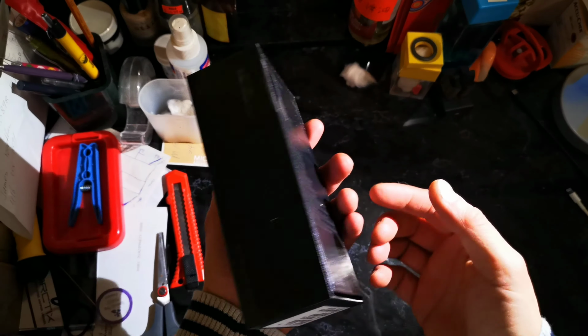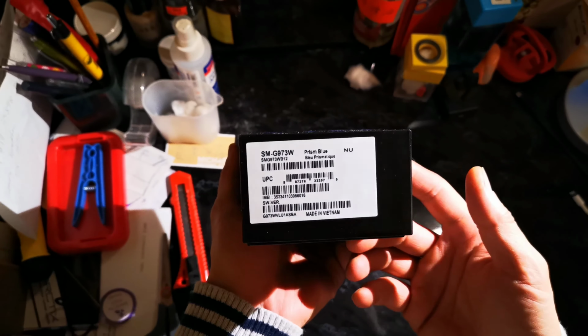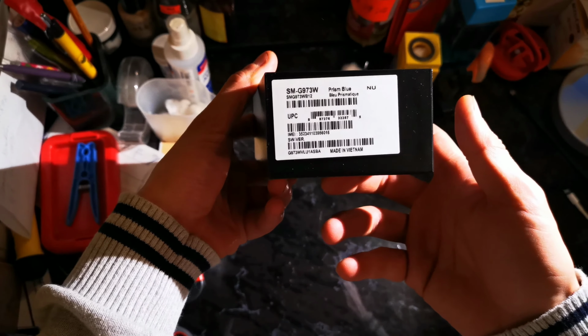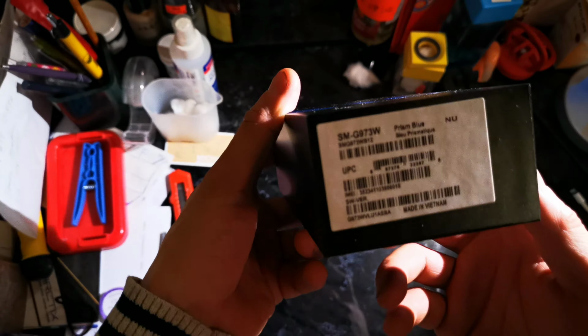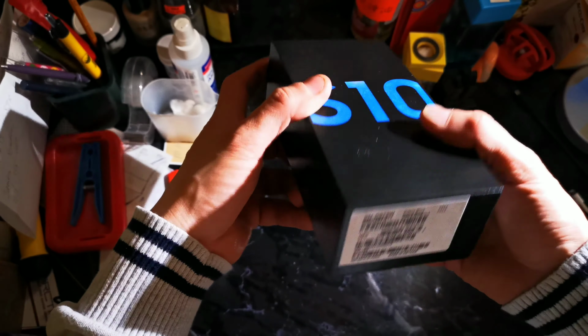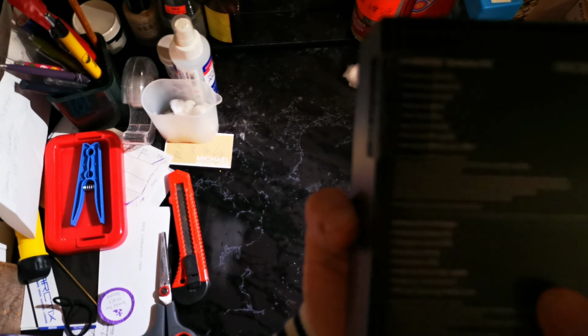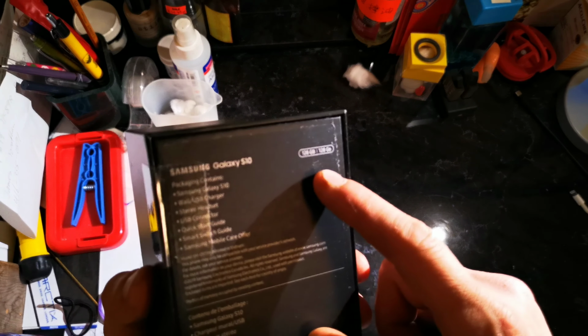Yes, I just got my Galaxy S10 in the mail. So this is Prism Blue. I think it's 128 GB. It doesn't say that, does it? Yeah. It says right on the back, 128 GB.